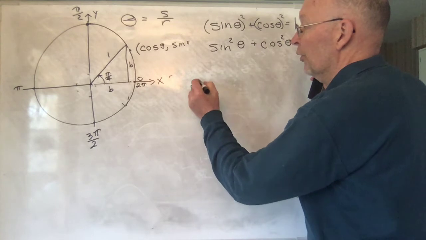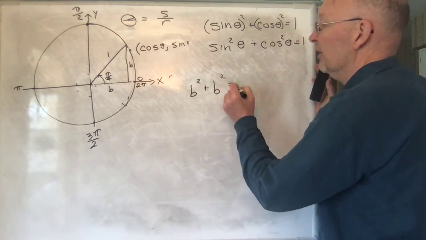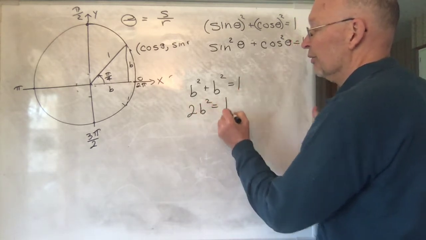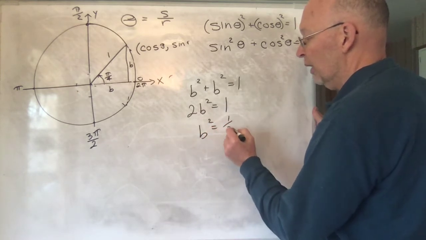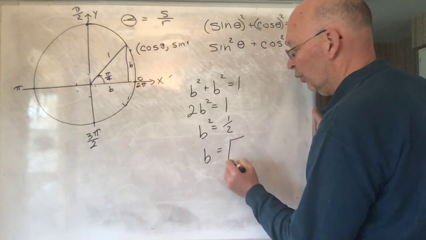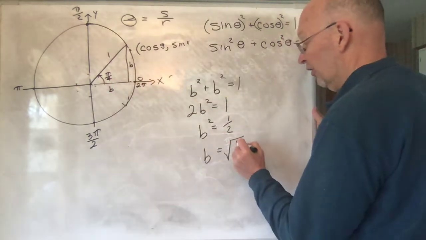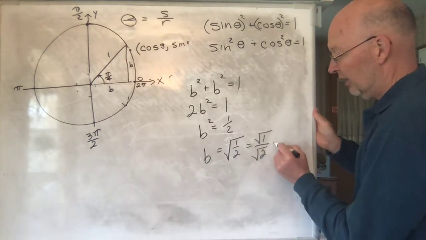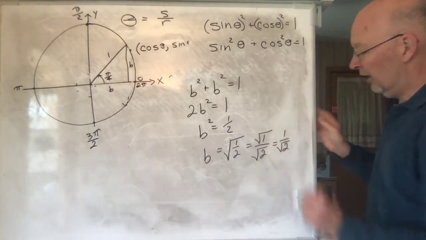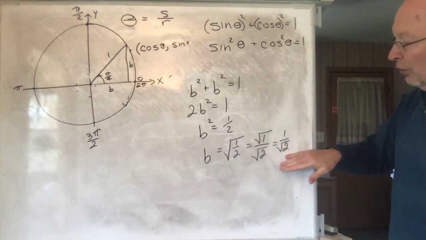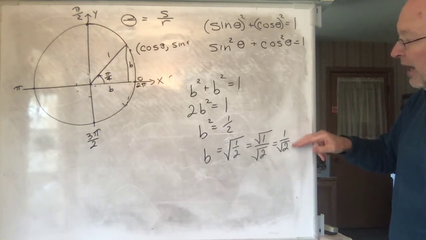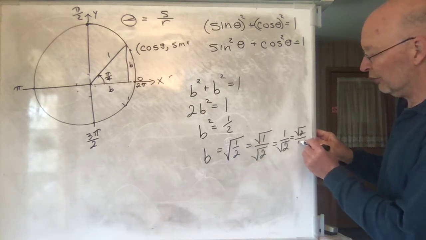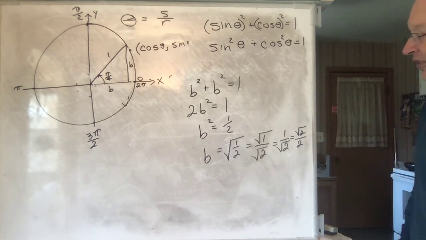And so what do I know? I know that B squared plus B squared is equal to 1 squared, which is 1. So 2B squared is equal to 1, B squared is equal to 1/2, B is equal to the square root, if we're talking about the positive ones here, the square root of 1/2, which by properties of square roots, you can go like this, and so that's 1 over the square root of 2. It's perfectly fine to write it as 1 over the square root of 2, or if you want to, you can multiply both the top and the bottom by square root of 2, and if you do this, the top becomes square root of 2, and square root of 2 times square root of 2 is 2. Quite often, this is the way you actually see it written.